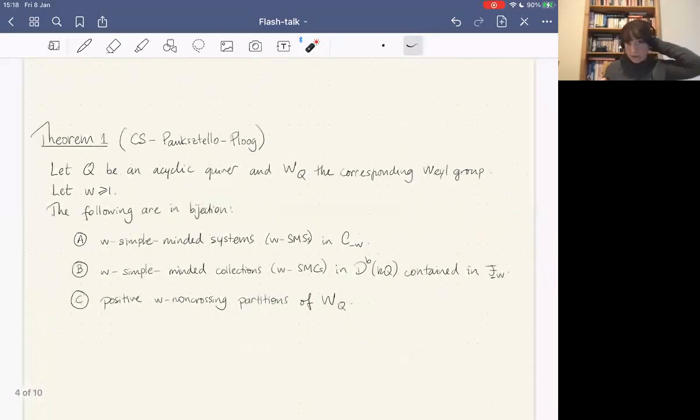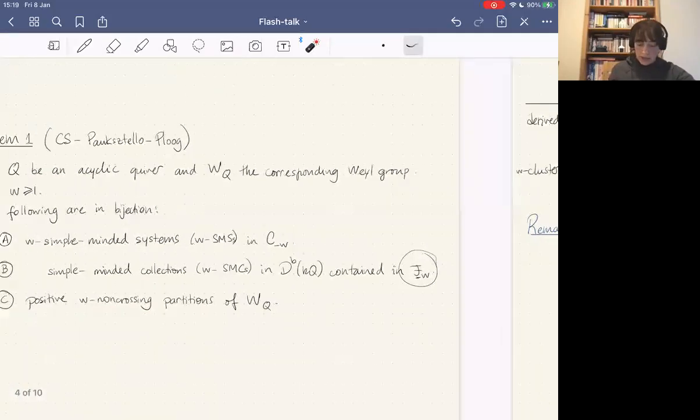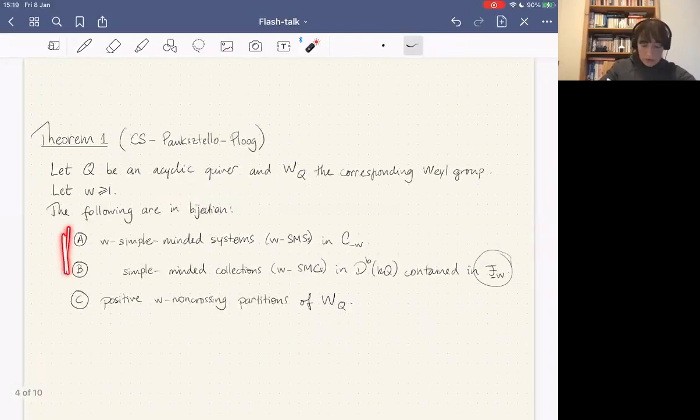Okay, so before I screw up the timing of this talk, I better give the theorem already. So this is what I want to talk about. Taking a cyclic quiver and the corresponding Weyl group, there is this bijection. So we consider W simple-minded systems in the orbit category. They are in bijection with W simple-minded collections in the derived category contained in a fundamental domain, and positive W non-crossing partitions of the Weyl group. Before I explain this, I'm basically going to focus on these two.